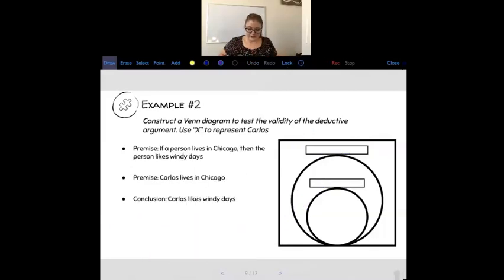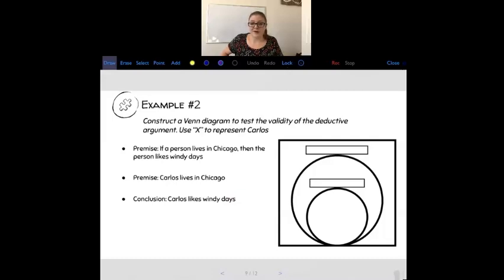Example 2. Construct a Venn diagram to test the validity of the deductive argument. Use X to represent Carlos. Premise 1. If a person lives in Chicago, then the person likes windy days. Premise 2. Carlos lives in Chicago. Conclusion, Carlos likes windy days.